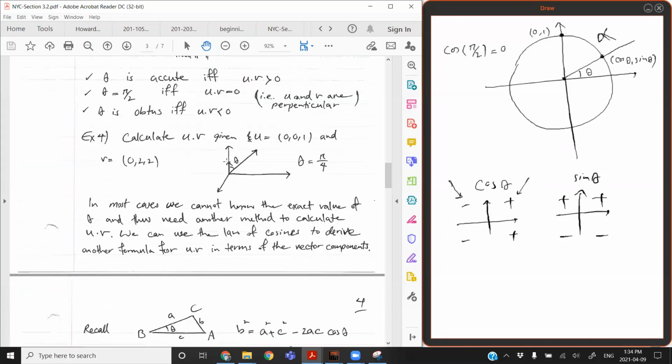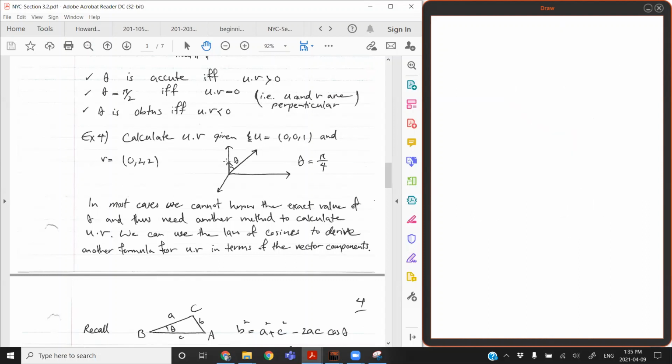But before that, let's take a look at some examples where we're using the formula that we just introduced to find the dot product. Any questions so far? So calculate the dot product of these two vectors, the vector u = (0, 0, 1), which is k, and the vector v = (0, 2, 2).